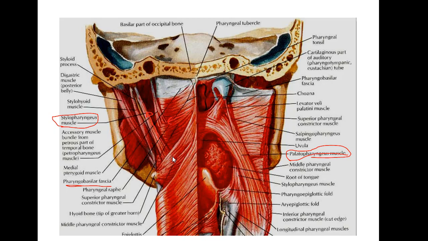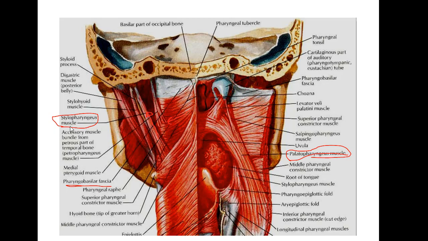All the muscles of the pharynx are supplied by one nerve, which is our big giant nerve, the vagus nerve. So we have to remember that the vagus nerve supplies everything in the pharynx: motor, sensory, etc. We have here an important point.